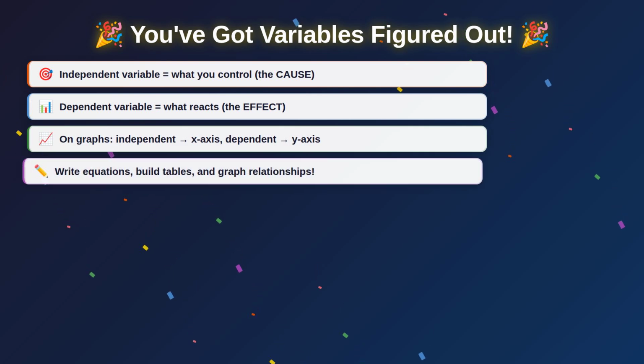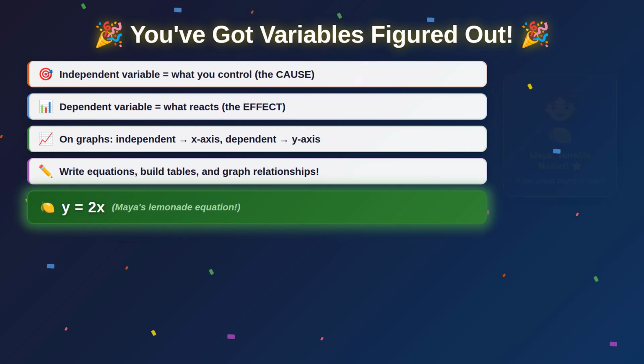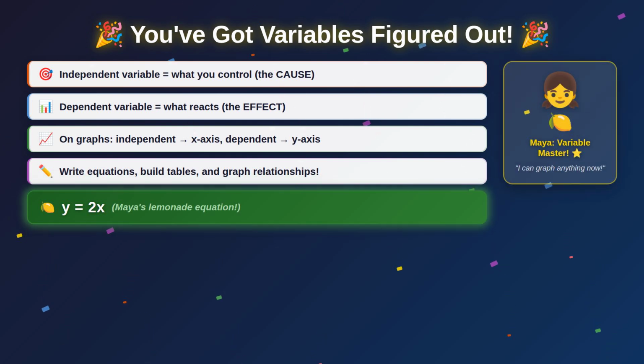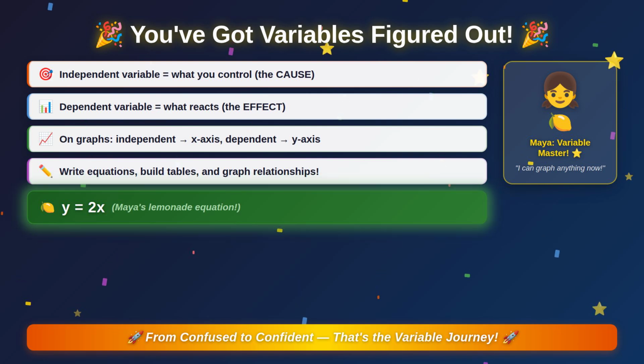Look how far we've come. Remember Maya at the start? She had no idea why her lemonade earnings changed. Now she can write an equation, build a table, and even graph the relationship. That's the power of understanding independent and dependent variables.